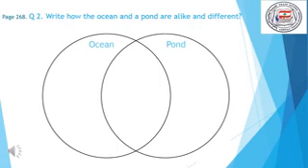The differences between the ocean and the pond are: the ocean is large and contains salt water, while the pond is smaller than the ocean and almost all ponds contain fresh water. The similarities are: they are both bodies of surface water. Few ponds contain salt water.